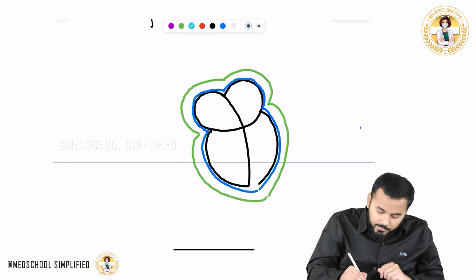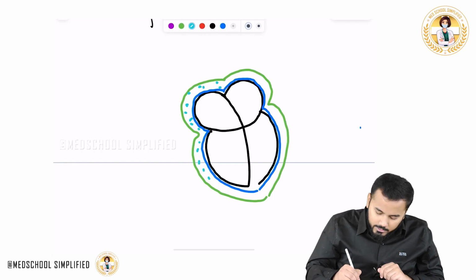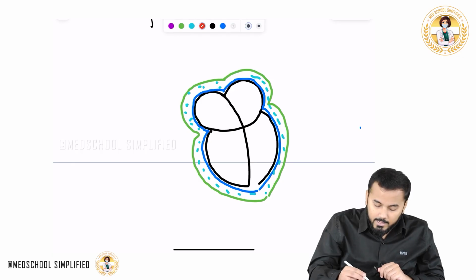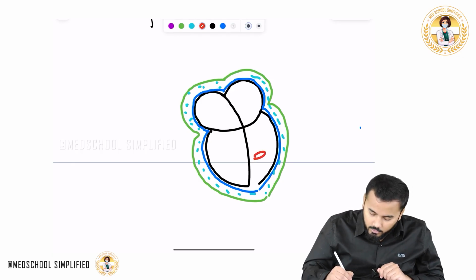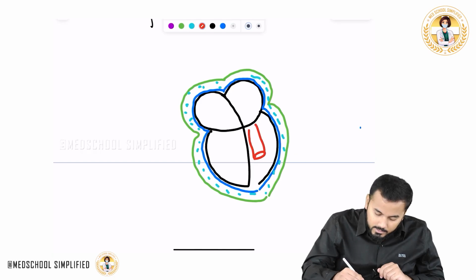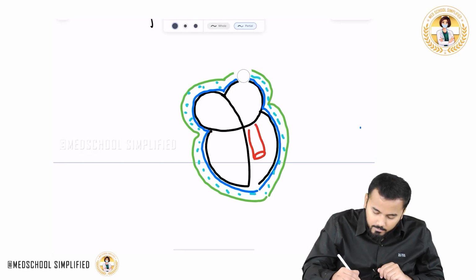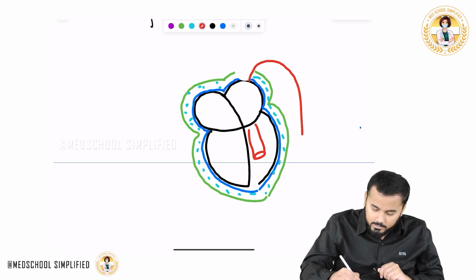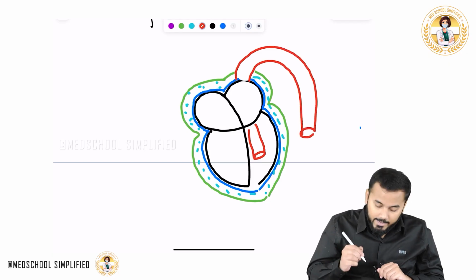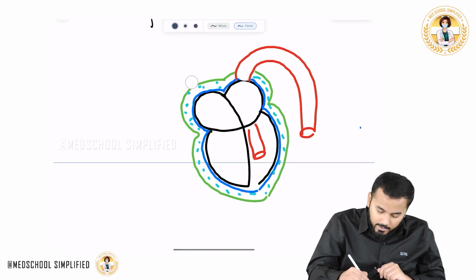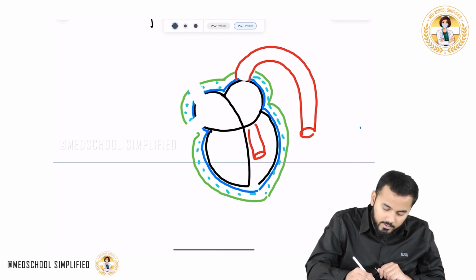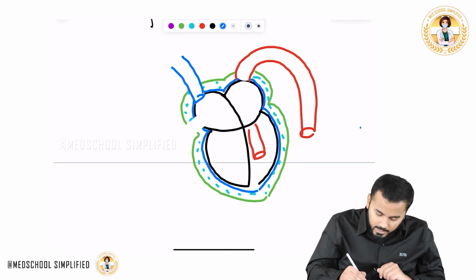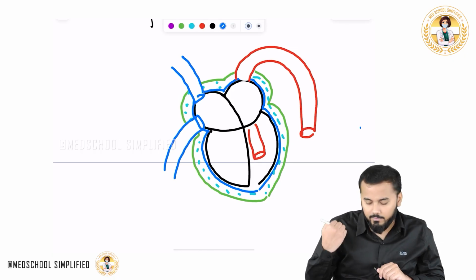Parietal layer. In between both of that, the fluid whatever you have is called your pericardial fluid. Now what I am trying to explain to you is that in this patient, let us say this is his aorta, the aorta that is coming out. Clear? Next, here I have the superior vena cava and here I have the inferior vena cava.